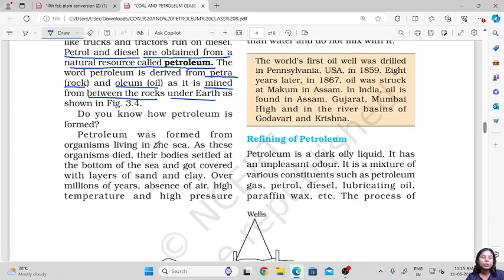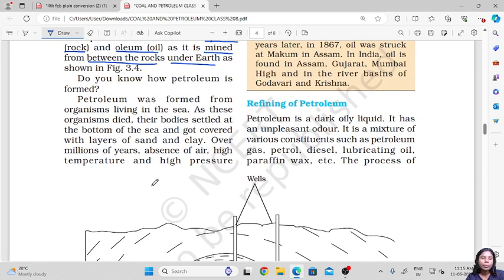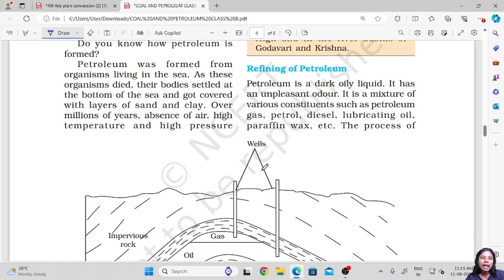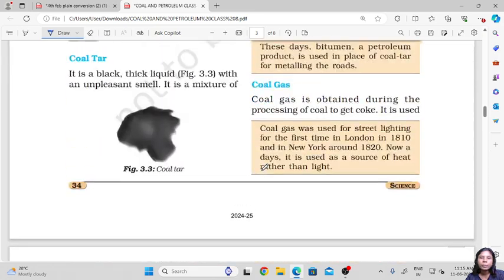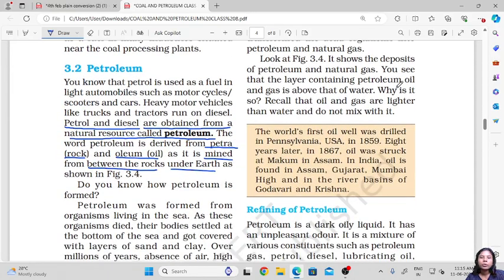Do you know how petroleum is formed? Let's see how petroleum was formed. Petroleum was formed from the organisms living in the sea. As these organisms died, their bodies settled at the bottom of the sea and got covered with layers of sand and clay. Over millions of years, absence of air, high temperature and pressure transformed the dead organisms into petroleum and natural gas.